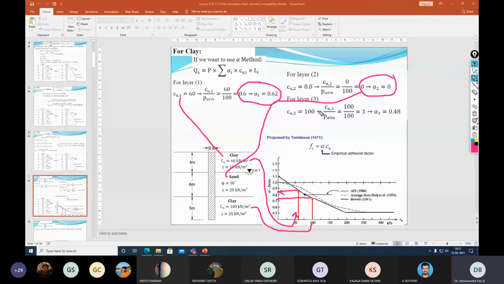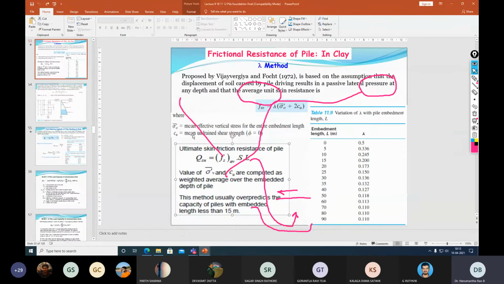Cu is 100 kilopascals. So Cu by P atmosphere is 1. So alpha 3 is 0.48, which is again picked up from the table. Okay, so this is one way. The second way is to use the chart shown here, pick up the value of alpha and substitute in this equation. Then what you get is Qs. Or the third way, there is a third way also. So let us look at the third way of the equation.